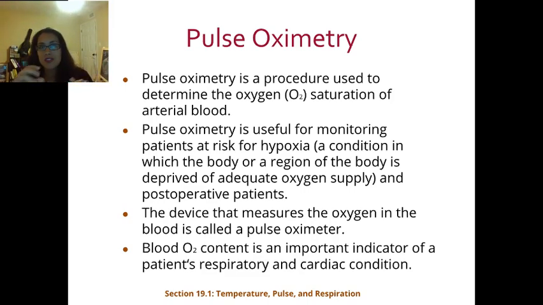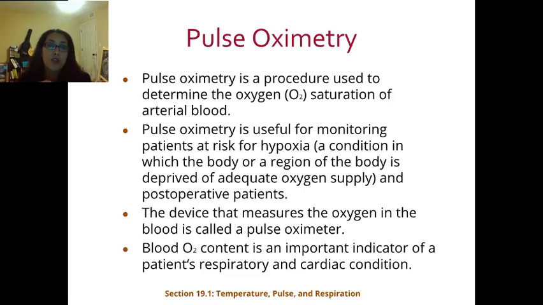So the pulse oximetry is a procedure used to determine the O2 saturation of arterial blood. Basically, in layman's terms, this is the pulse ox little machine that I was talking about earlier. They use this infrared light to check how much hemoglobin you have in your digits. So we're talking about fingers. We can do it on ears, nose, toes, anything that we can get, but the normal common site is fingers.